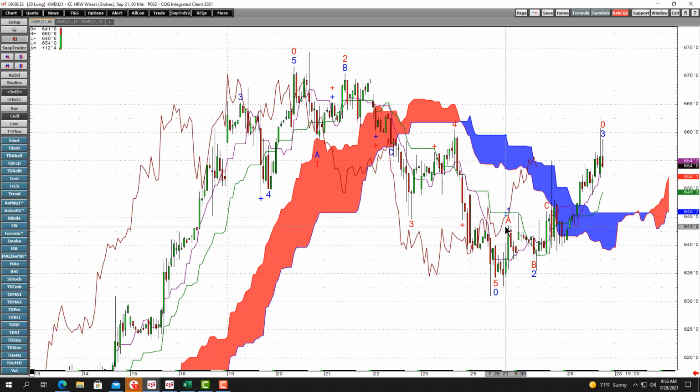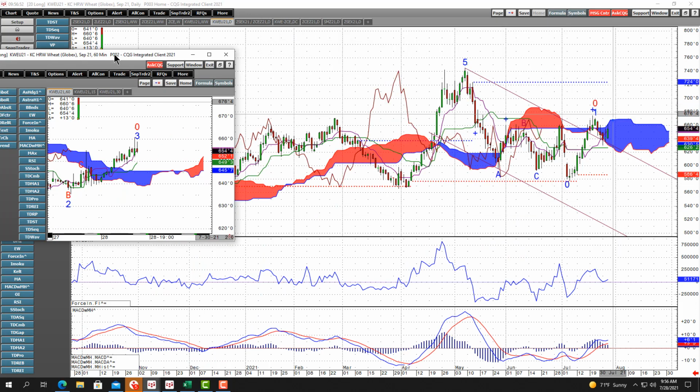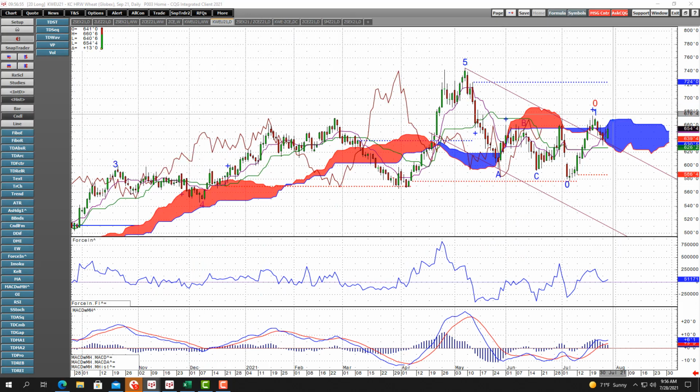And what we see right here, we have a 1 and 2, and now it looks like we're in a wave 3. Wave 3 is usually your most powerful move, and so that's really giving us a bias that we're moving higher in the wheat market. That's why we use different time frames, just to give us more information on which direction we think this market is moving.